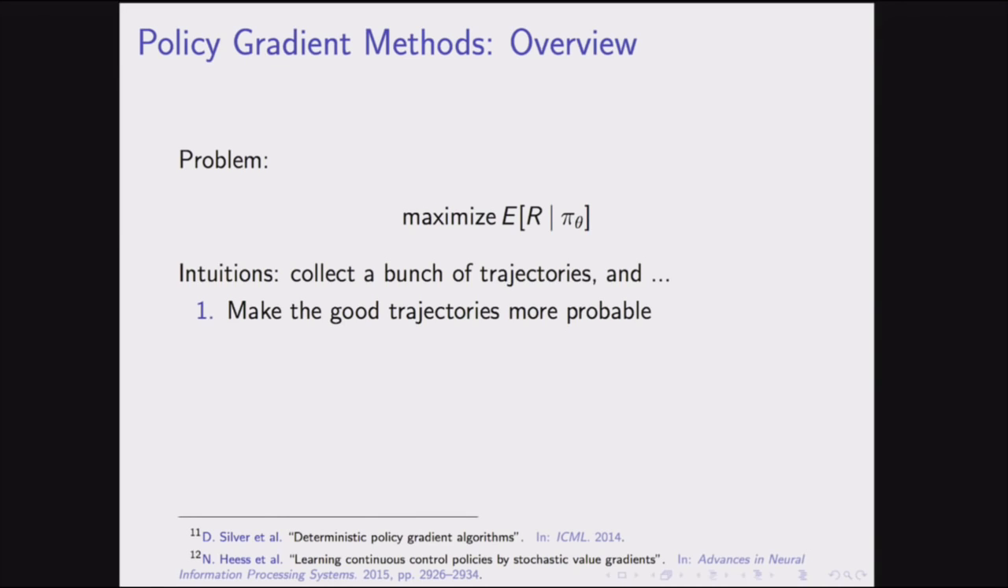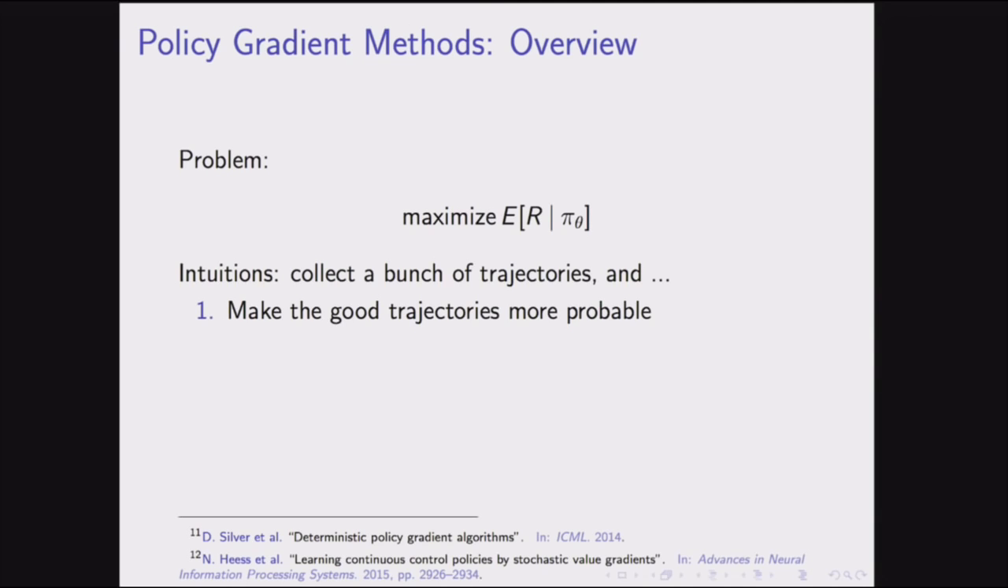Here, capital R means the sum of rewards of the whole episode. So our optimization problem is we want to maximize the expectation of the total reward given our parameterized policy pi sub theta. And the intuition of how our algorithm is going to work is we're going to collect a bunch of trajectories. I mean, this is just run a bunch of episodes using our policy.